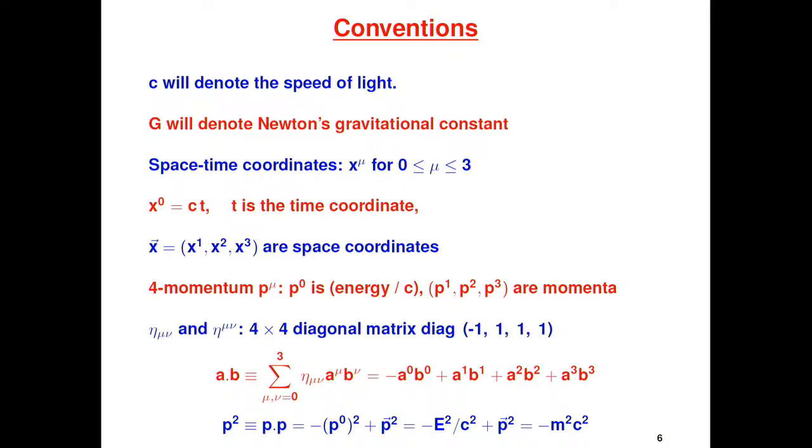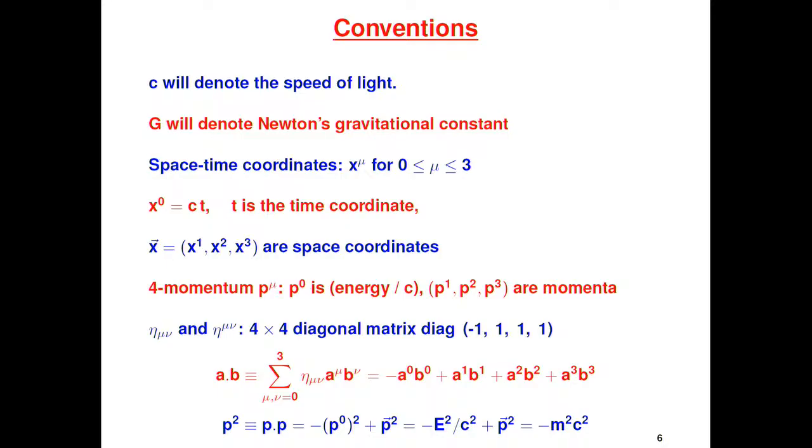The space time coordinates will be denoted by this 4 vector x^μ, where the index μ runs from 0 to 3. x^0 is c times t, where t is the usual time coordinate, and these are the usual space coordinates that we are familiar with. We will denote by 4 momentum p^μ, again a vector with 4 components, of which the first component p^0 is energy divided by the speed of light, and these are the usual components of momenta that you are familiar with.